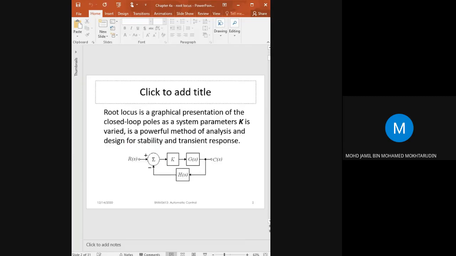Okay, so root locus is a graphical presentation of the closed loop poles as a system parameter k is varied. It is a powerful method of analysis and design for stability and transient response. Usually your system will have a gain k. If you vary the value of k, then the system stability will also vary. The reason why we use root locus is that we want to determine the stability of a system when we vary this k here.